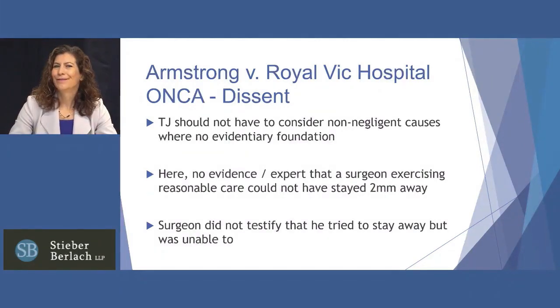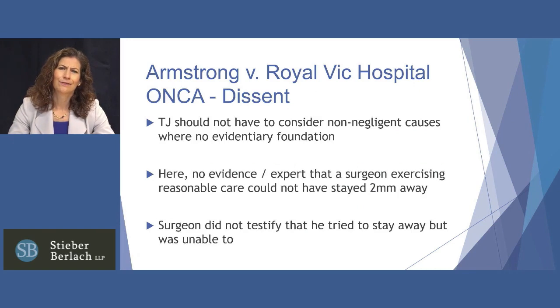But the defense wasn't advancing the argument that an earthquake happened during the surgery. Presumably, if an earthquake had happened, then the defense would have advanced that argument. But no one was saying that. And so Justice Van Rensburg is saying, it shouldn't be up to the trial judge to have to consider all these other possible non-negligent causes where no one's putting forward the argument that a non-negligent cause was what caused the damage to the ureter.